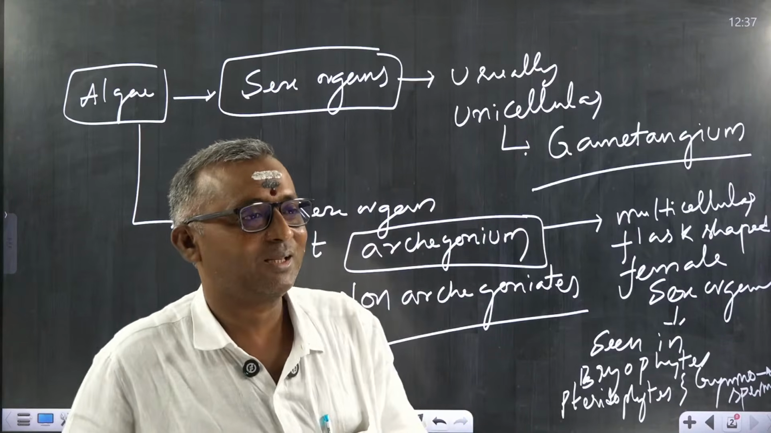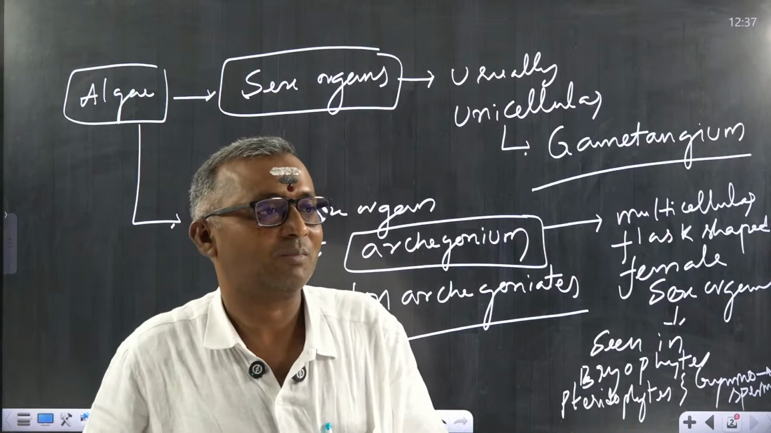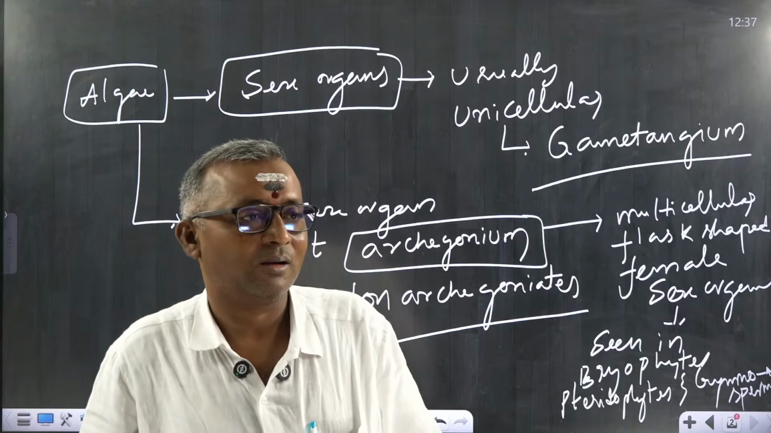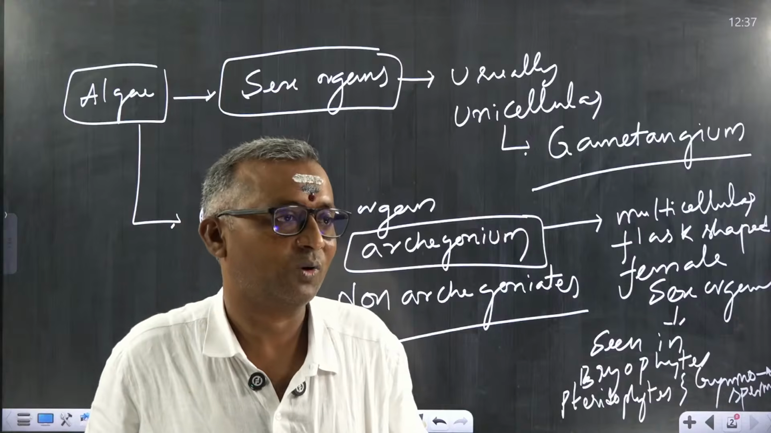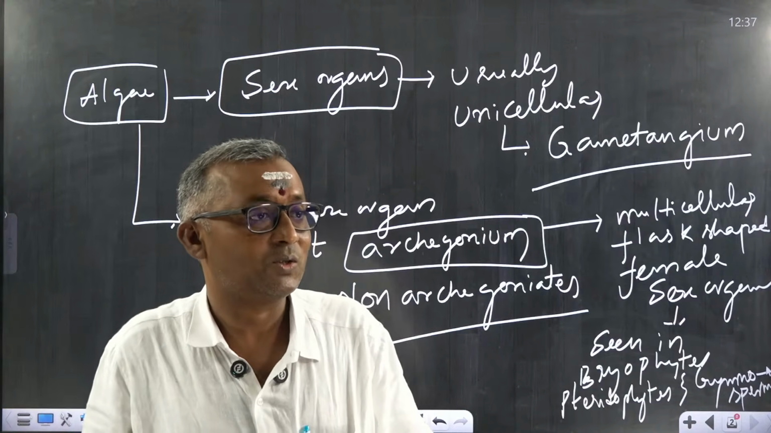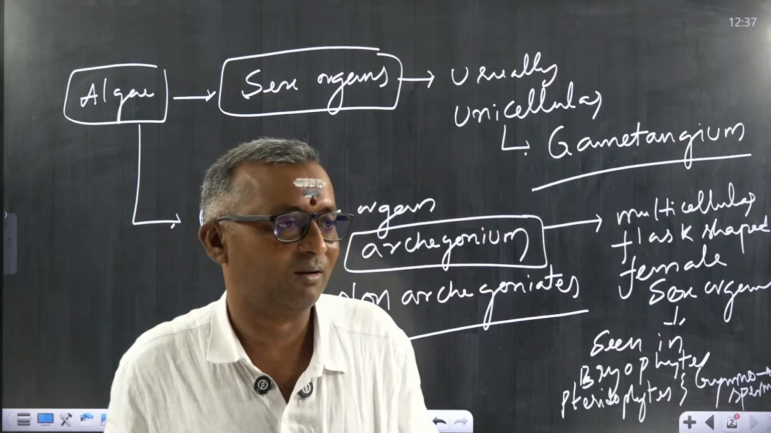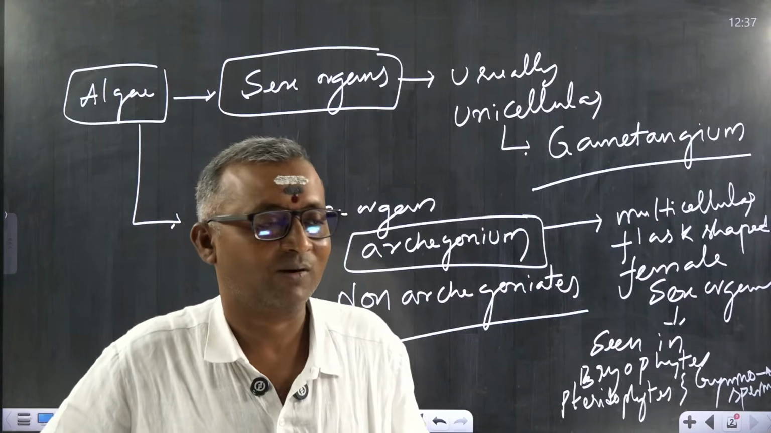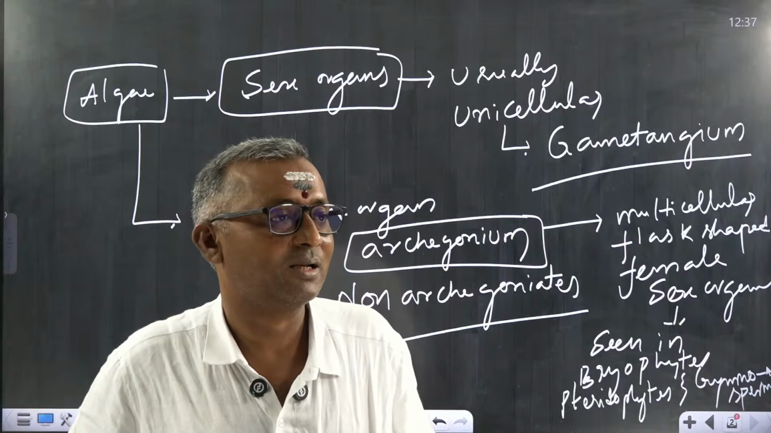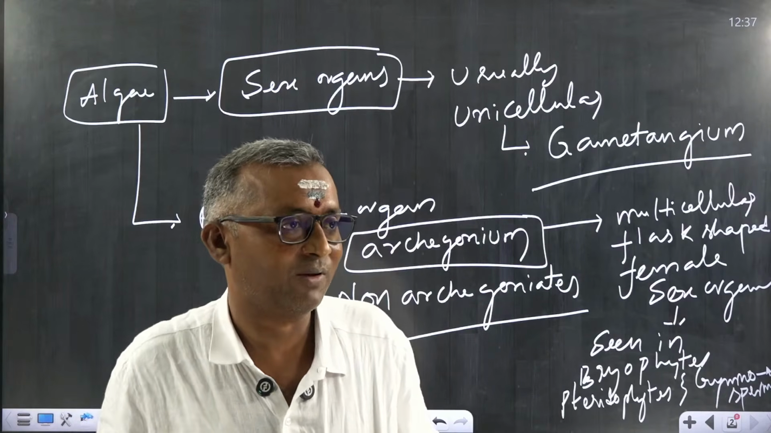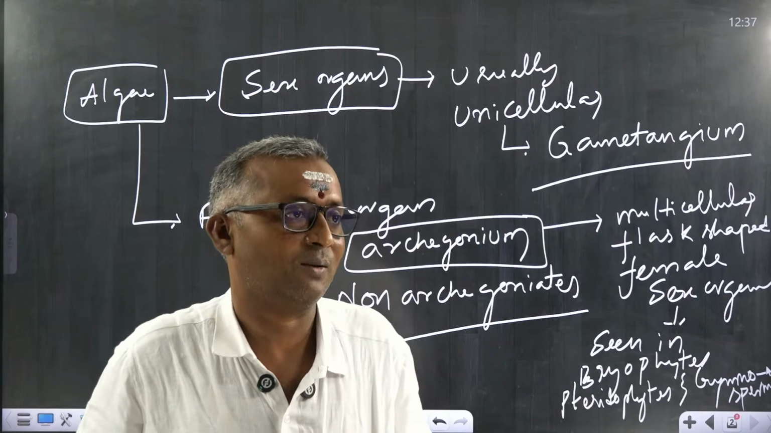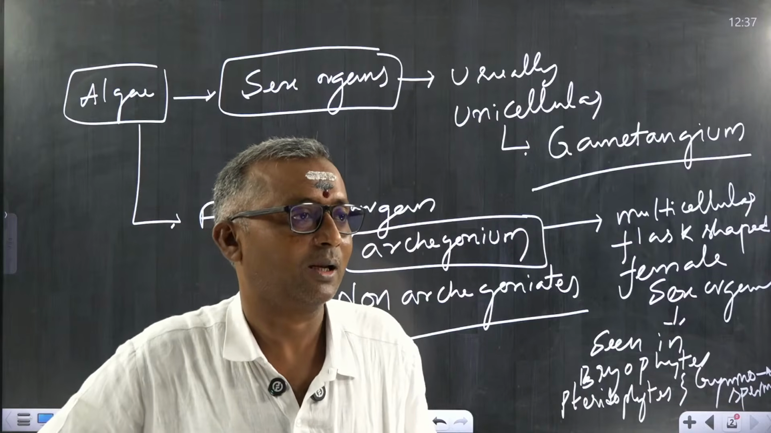Why are the organs shaped like a flask? In evolution they came like that. There are also some other reasons, like their fertilization pattern. If you observe those details you can understand. Once I explain the life cycle of these bryophytes and their fertilization pattern, all the details, then you can understand the purpose of having a flask shaped structure. You will know it in the offline classes.